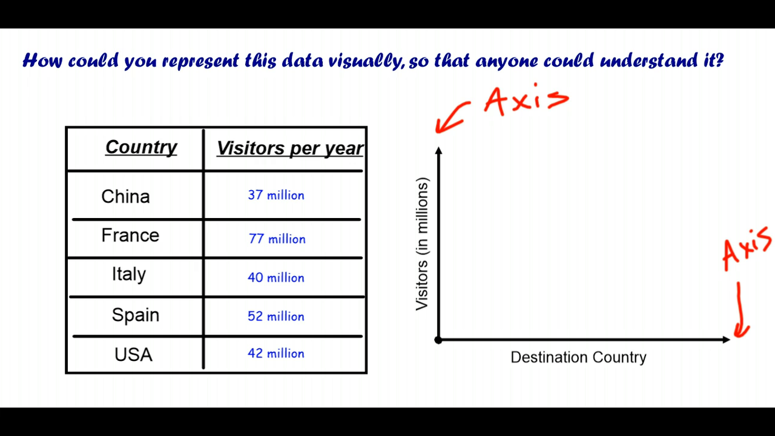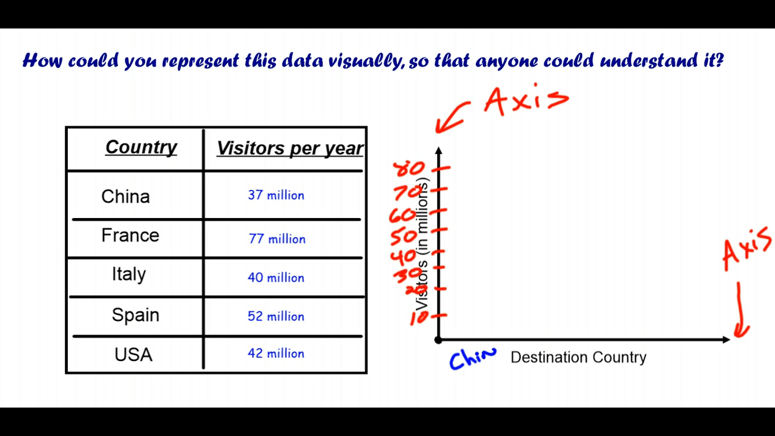So on our one axis where we have visitors, we need to make it in millions because it's not 10 visitors, 20 visitors, it's 40 million, 52 million. So we're going to create a nice easy scale, 10, 20, 30, 40, 50, 60, 70, 80. And we'll mark this, and we don't have to write down 40 million, 30 million, 60 million because we know that our visitors are in millions. And finally, just create a list of our destination countries at the bottom.